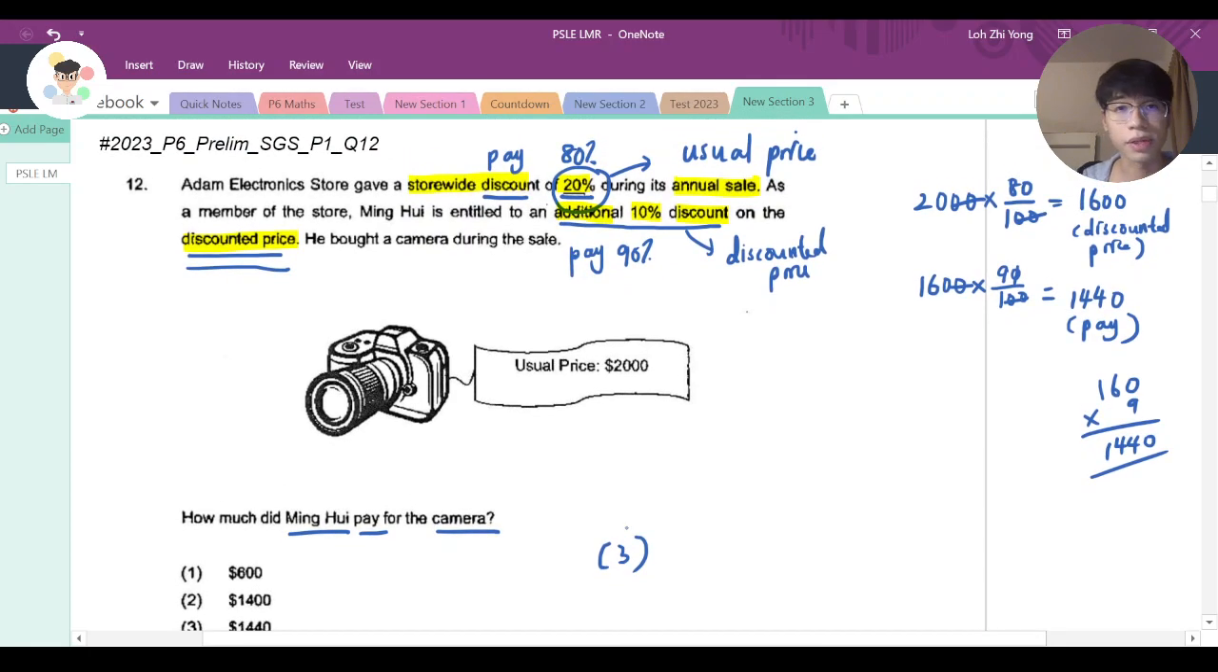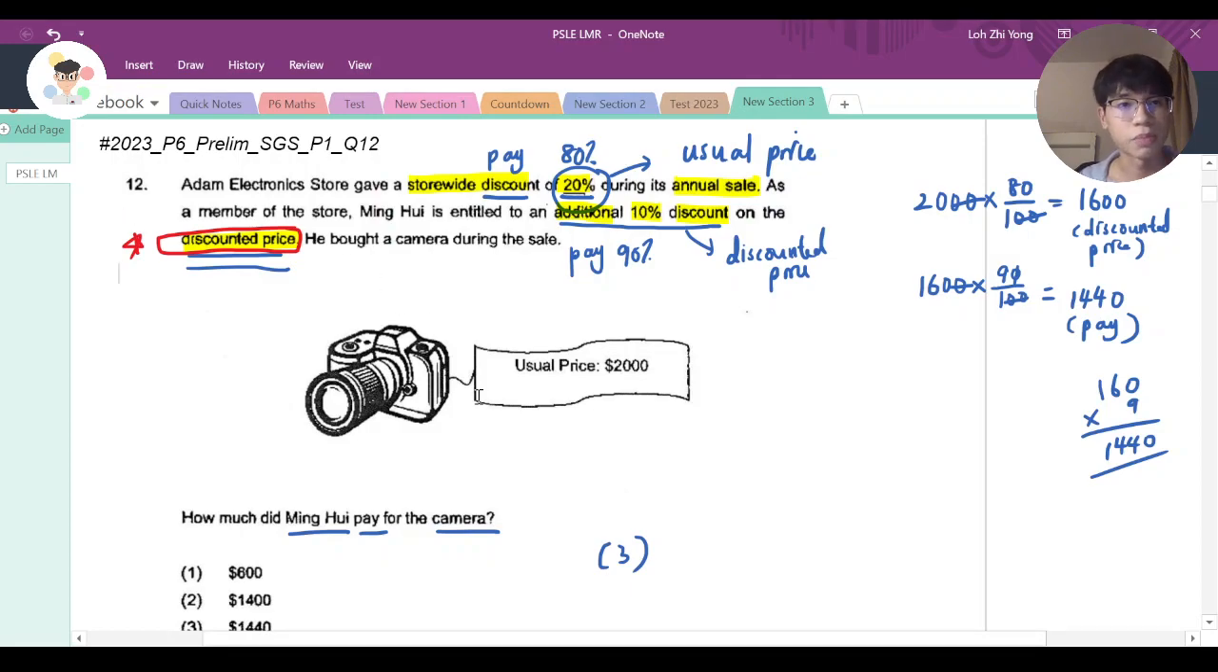So again, something very important. You cannot just add together. Why? Because of this word, on the discounted price. If it's 10% off the usual price, yeah, that's fine. That's something very simple. But discounted price. Okay. And this is one of the very common mistakes that students make.